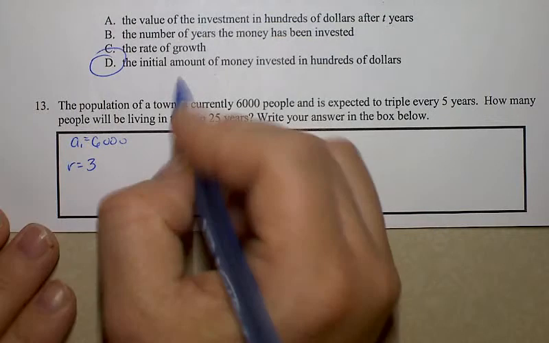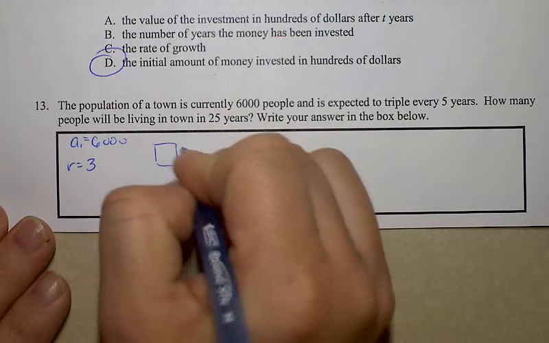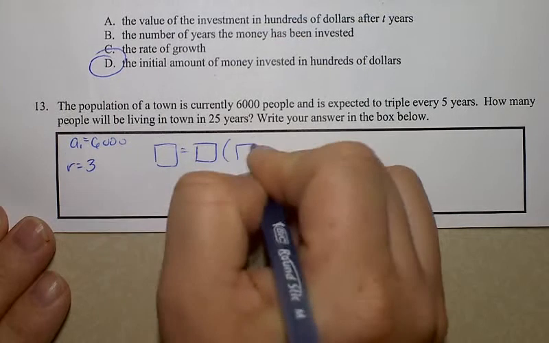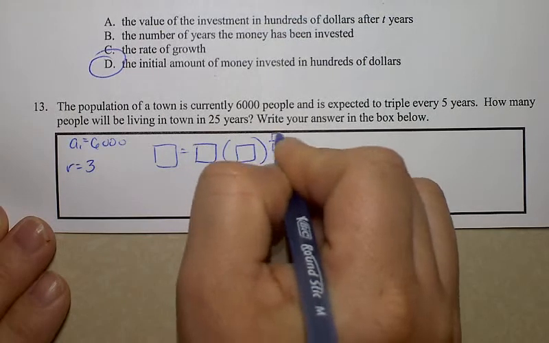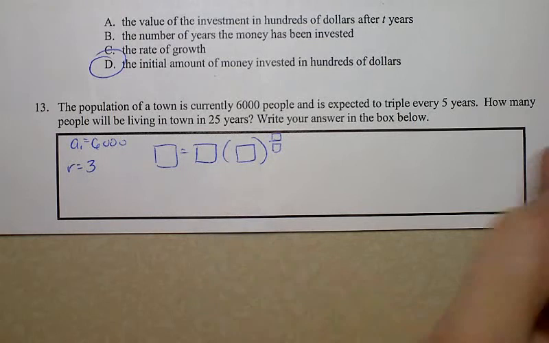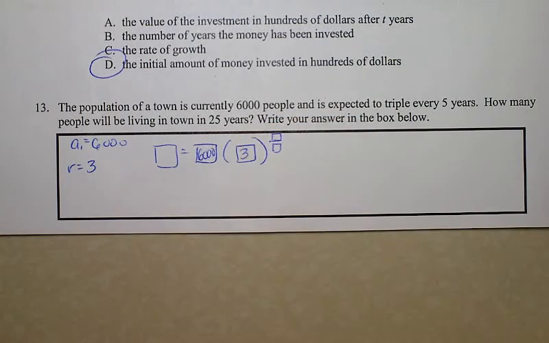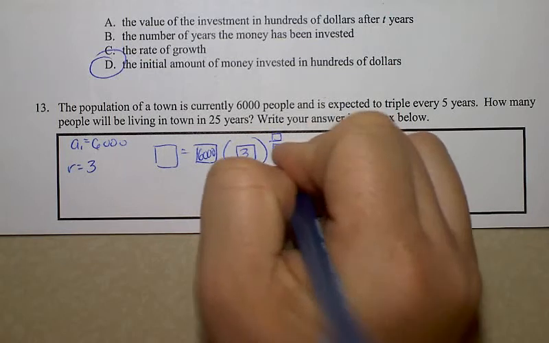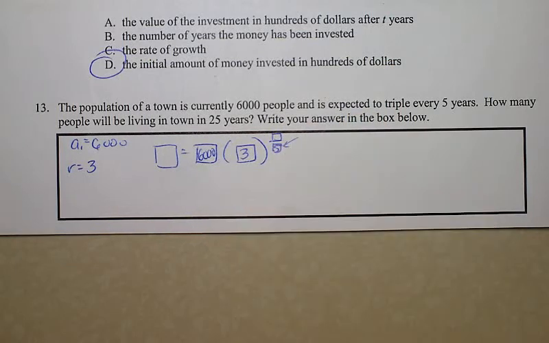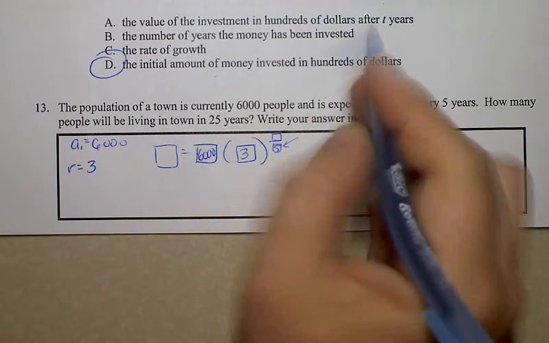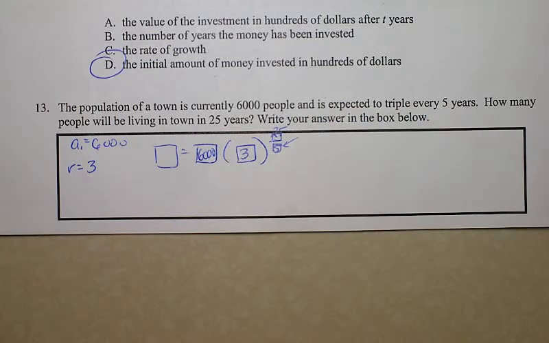Okay, so we have our boxes. Our initial amount is 6,000. Our rate, represented by a 3, it triples every 5 years. How often that occurs goes in the bottom. Now we want to evaluate this to find out after 25 years.